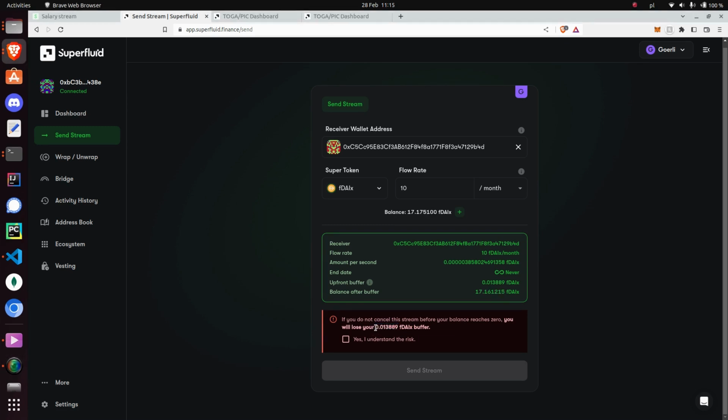And once the Sentinel closes the stream, he would be awarded the remaining amount of that buffer that was set up during the opening. So you can basically think of a Sentinel as the closer of streams that have gone insolvent. And you can think of Sentinels in the Superfluid ecosystem similarly to validators in the Ethereum ecosystem or miners in the Bitcoin network. Basically, services that are essential and necessary to ensure that the math checks out and that nothing suspicious is going on.